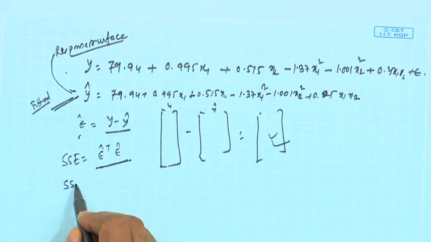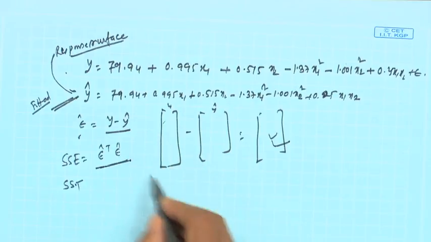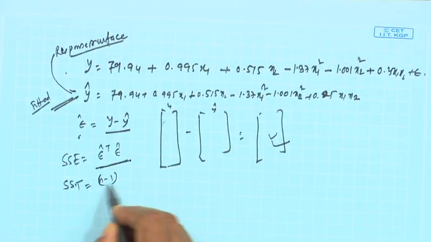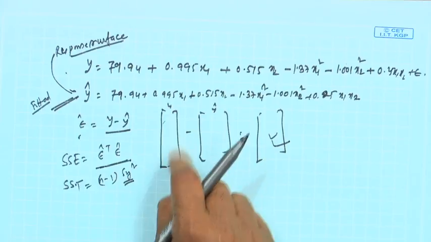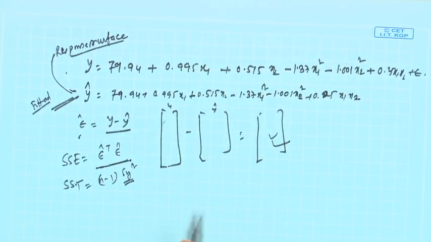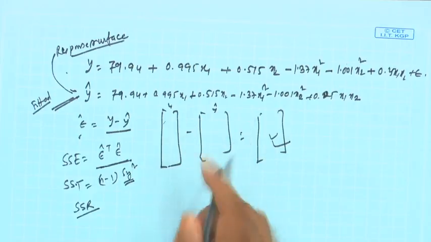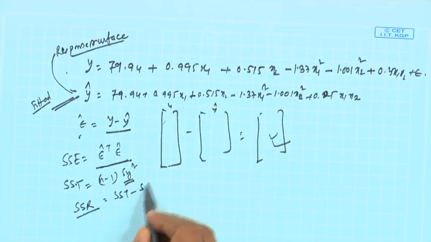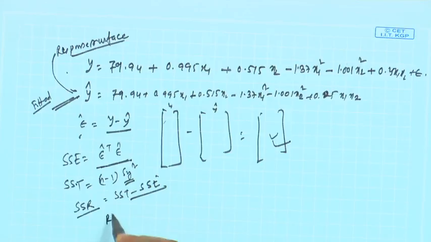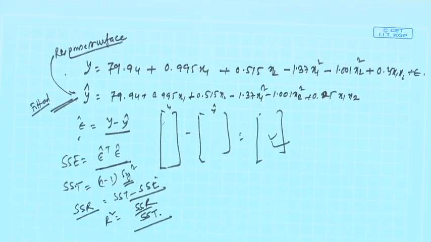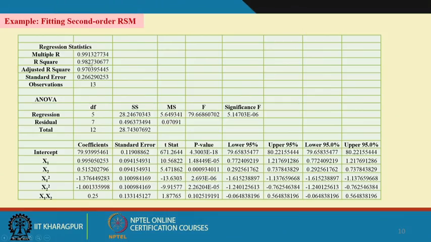Then you will get SST from y only. This is nothing but n minus 1 times s y square, where s y square is the variance of y, which you know how to compute. Then SSR, that is basically the regression or model part, is SST minus SSE. Then R square is basically SSR by SST. When you compute in this manner, you see that the R square value is 0.98 and adjusted R square is 0.97, and it is quite significantly high. So, that means the model is fit.